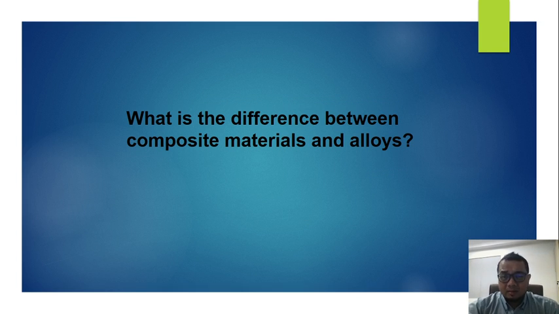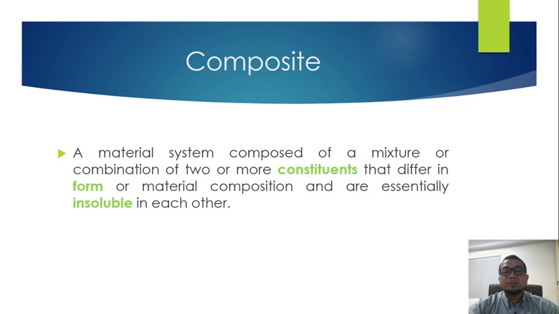What is the difference between composite materials and alloys? Composite: a material system composed of a mixture or combination of two or more constituents that differ in form or material composition and are essentially insoluble in each other. Maksudnya sama juga yang macam saya terangkan apa itu composite. Dia adalah single material ataupun two or more material yang sama digabungkan dengan material yang berbeza untuk menghasilkan composite. Maksudnya metal dia gabung dengan either polymer ataupun ceramic, dia akan gabung dan dia akan membentuk composite.